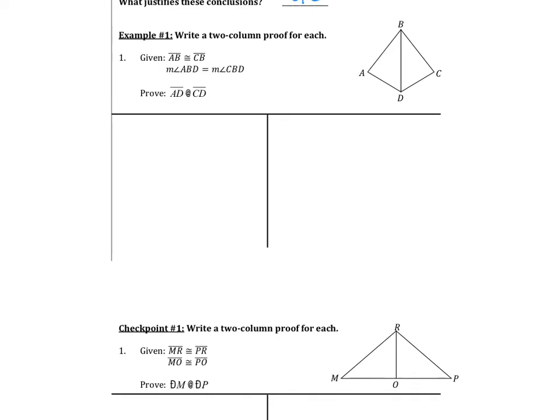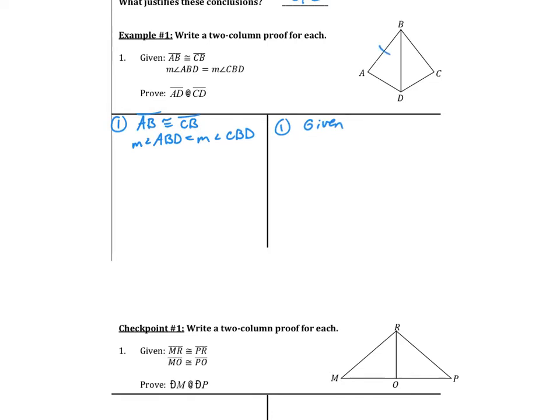Okay, next, we have a proof to write. There's a few proofs in this section we're going to cover. Some of them are a little simpler, a couple steps. Some of them are a little bit longer. Try to challenge you a little bit. So when we're doing proofs, remember the first step is always to put down the given. So step one would be segment AB is congruent to segment CB, and measure of angle ABD is equal to the measure of angle CBD. And that will be the given.